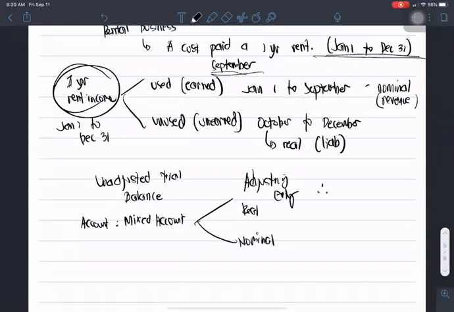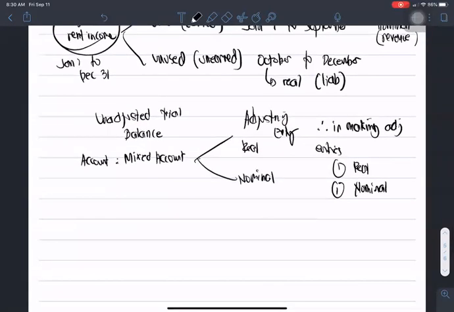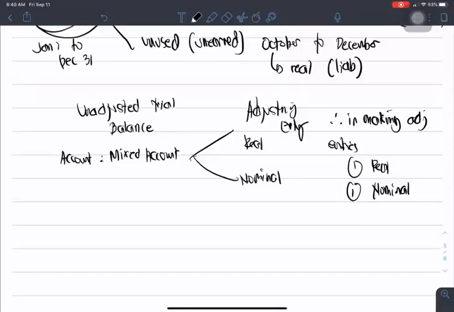Therefore, take note, in making adjusting entries, you must have one real and one nominal. So there must be a real account and a nominal account in your entry. Again, the unadjusted trial balance contains a mixed account. We adjust it by making an adjusting entry which contains a real account and a nominal account. After our fifth step, which is the preparation of adjusting entries, we can now go forward to our sixth step, that is the preparation of adjusted trial balance.